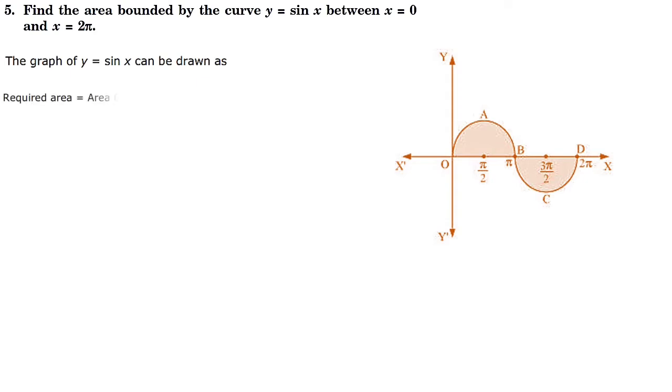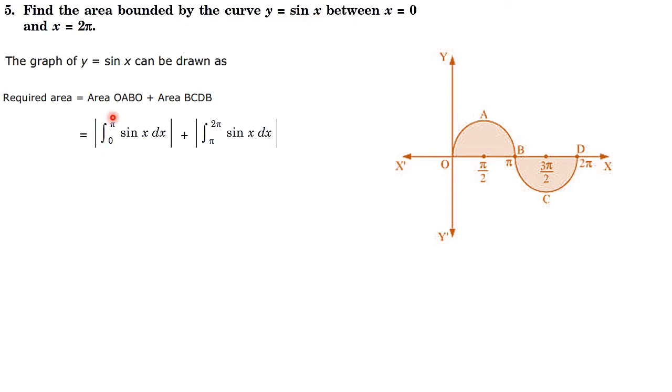We have to calculate the required area, which is equal to the area of OABO, you can see this portion, plus the area of BCDB. These two areas we need to add. Since one is below the x-axis, it takes a negative value, but we consider only the modulus value, the positive value. So the modulus of the first function is the integral from 0 to pi. Of course this is positive only, but we can consider the modulus values for both. So the integral from 0 to pi under this graph, y is equal to sin x.